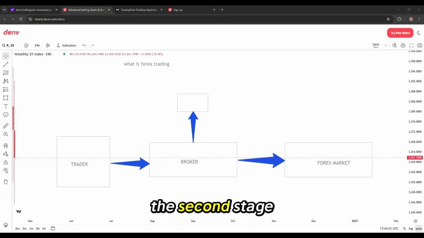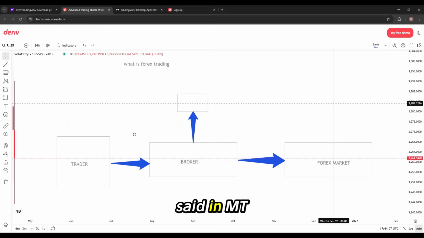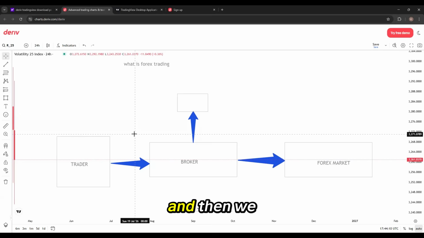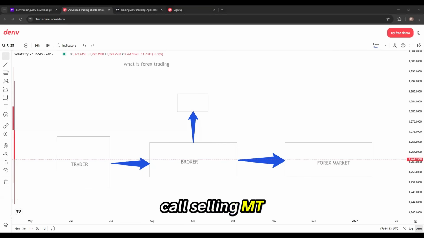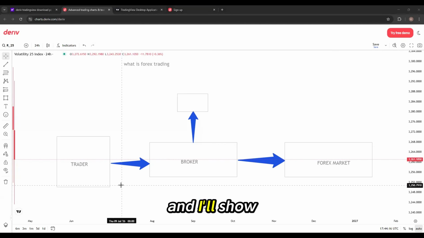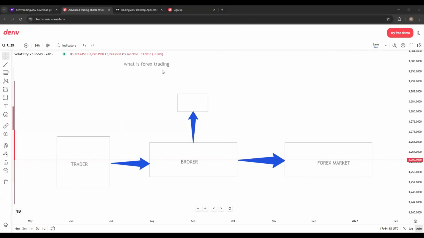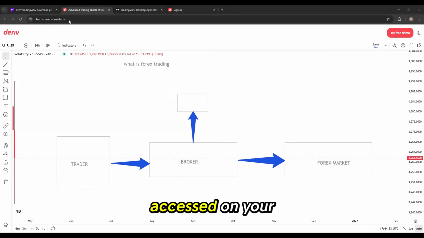And then we move on to the second stage, which is how do we make money from the Forex market? Right. So, like I said, in MT5, we have what you call buying, and then we have what you call selling. MT5 comes in two ways, and I'll show you one of the ways, which is on our computers. This MT5 can be accessed on your PC the same as on your phone. So you need to have your phone or your PC in hand.